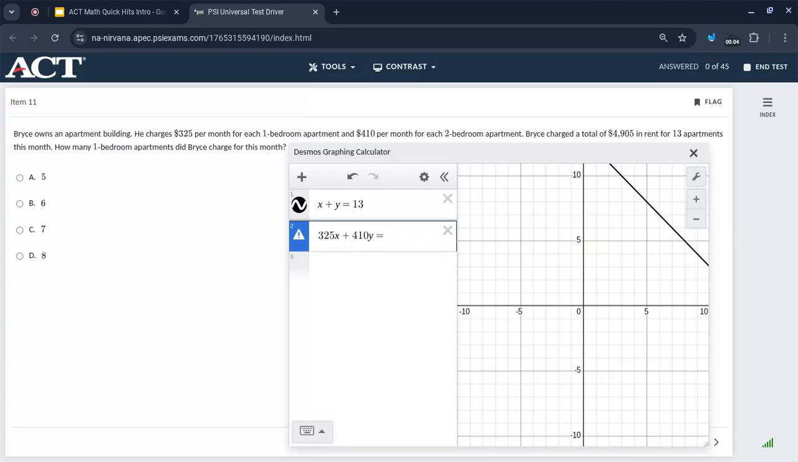All right, and then again, I know the total. I know the total amount of money that Bryce made this month, $4,905. So not too bad, especially if that's his side hustle. So we get this, right? And we have a 5, 8.